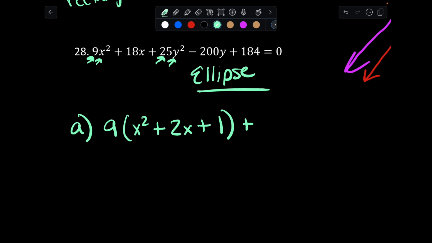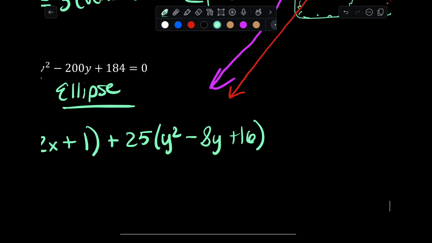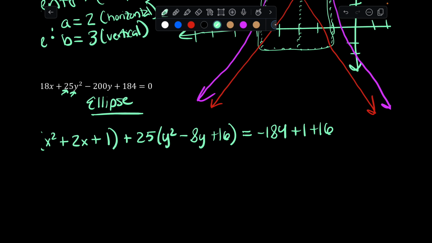And then we have plus, if we factor out 25, we get y squared minus 200 divided by 25 is going to be 8. If we complete the square, we have -8 divided by 2, which is -4. -4 squared will be 16. And then on the right side, we subtracted that 184. And we have to add the 1 and add the 16.